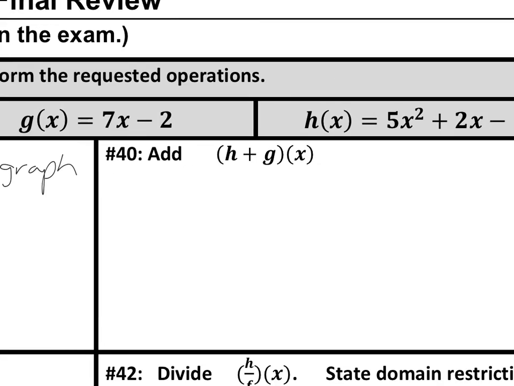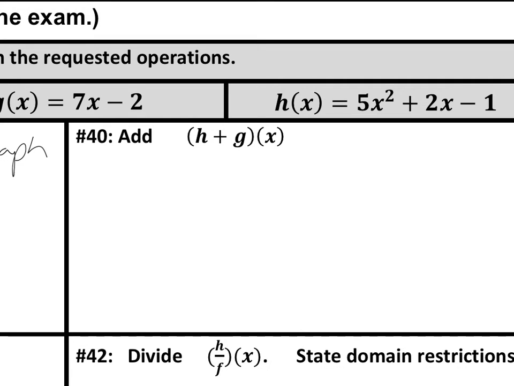Third option is you could use PEMDAS order of operations, and you could work the whole thing out. Number 40, h plus g of x. What that means is h of x plus g of x. Okay, so we are combining like terms. We know we're going to have x's left in our answer because there's no number there.